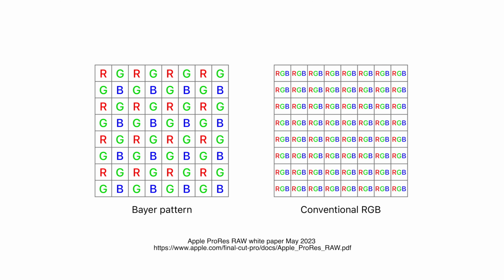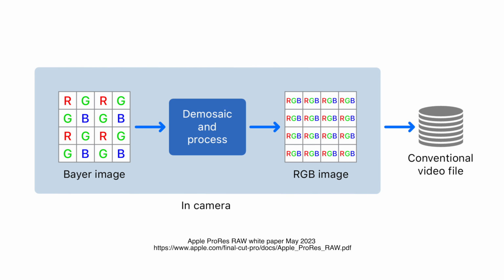However, the images we're used to, the standard RGB images, require all three primary color values, so R, G, and B, at each pixel location. So there has to be a process that converts the Bayer pattern into a visible RGB image. The most important bit of it is the demosaic algorithm.